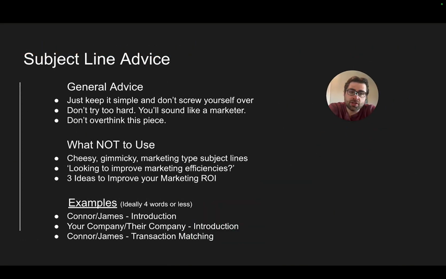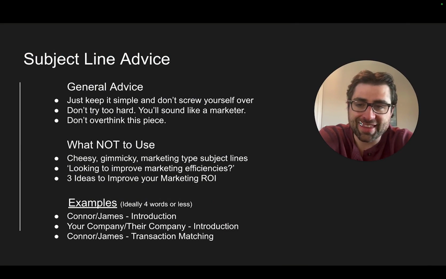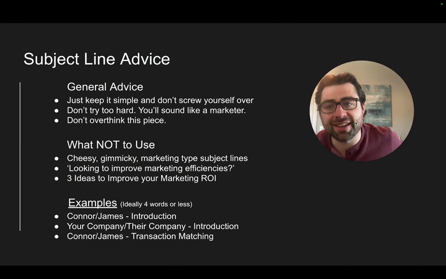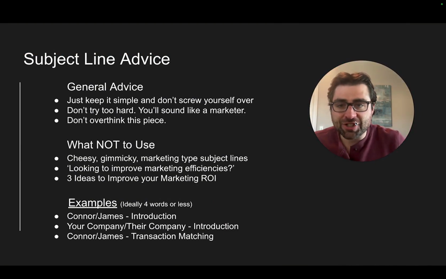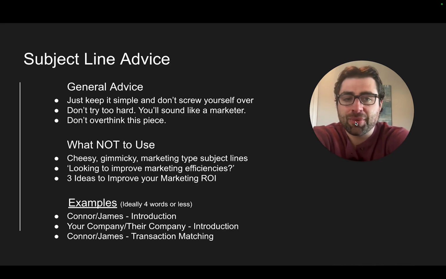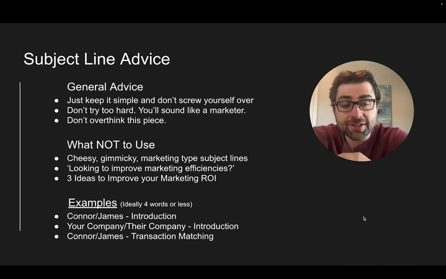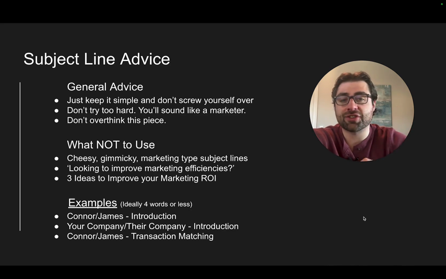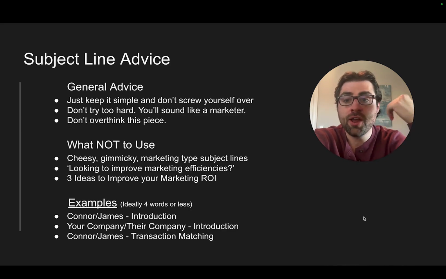And then last topic, subject lines. So I think this is something that people just generally overthink. My general advice is to just keep it simple and don't screw yourself over. That's the goal here. We just don't want to do or say something in our subject line that's going to cause them to think we're a marketer or a salesperson. You don't want that thought to cross their mind.